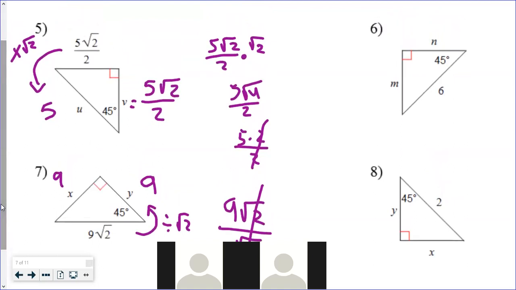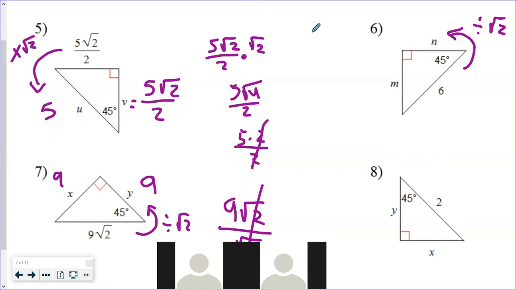Here. She's here. All right. Again, Alexa, on number 6, do I have the hypotenuse or the leg? The hypotenuse. How do I get from the hypotenuse to the leg? What do we do? You divide by square root 2.